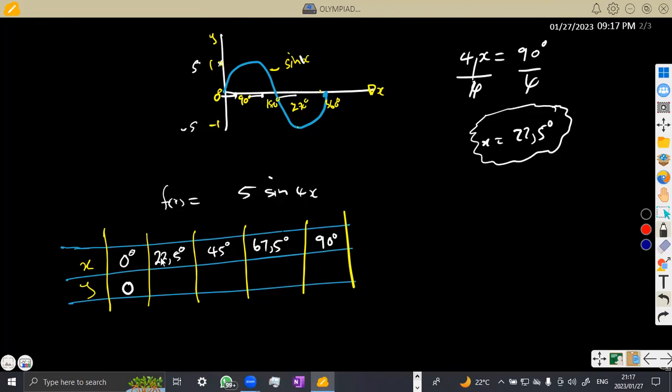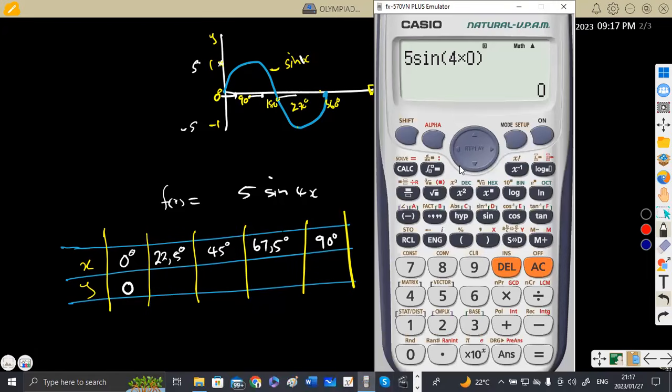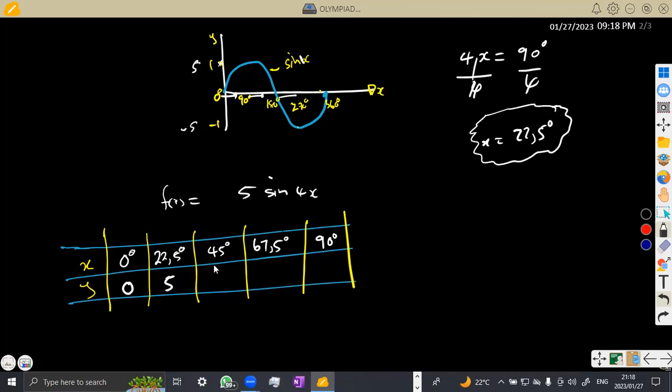We move on to when x is 22.5. We just substitute 22.5 in place of x. So this is what we have in place of x, that's 22.5 degrees, which gives 5. So this is going to give us 5. You move on to 45, you do the same.